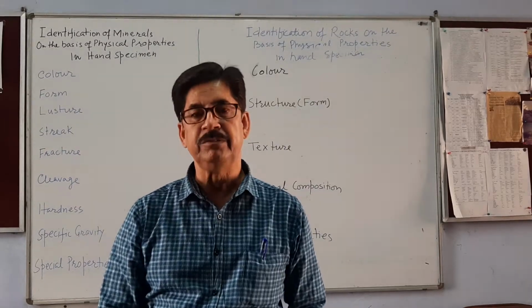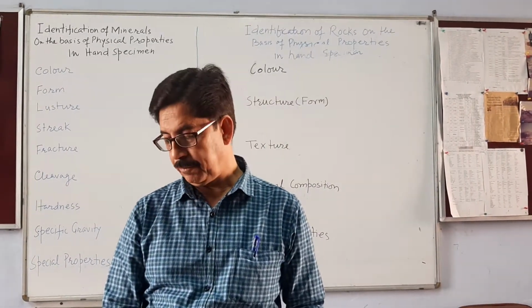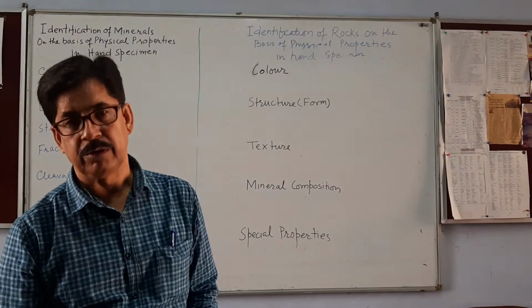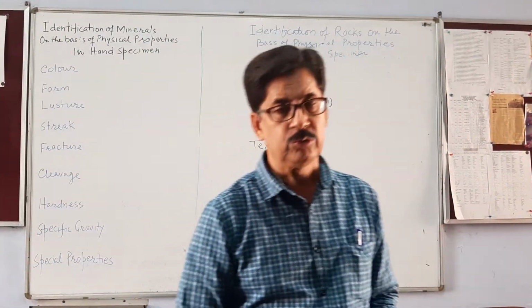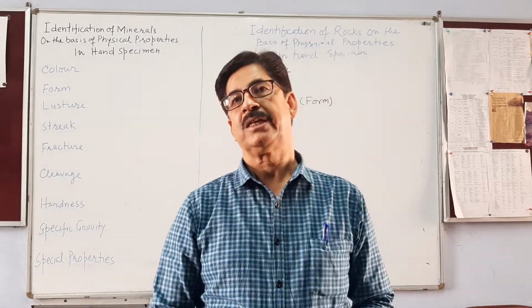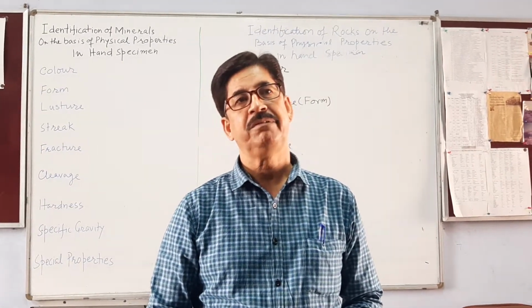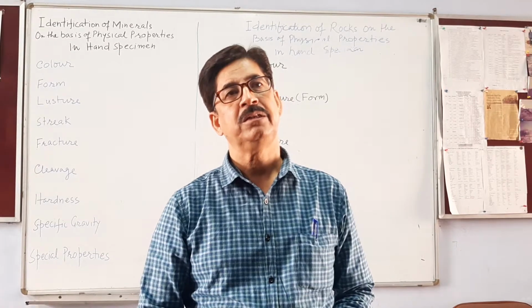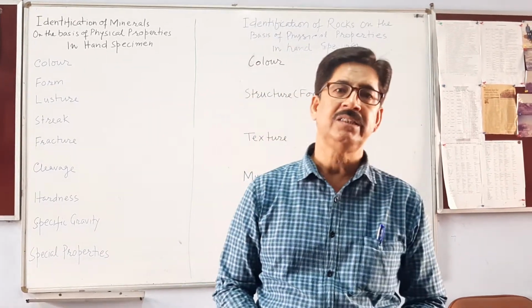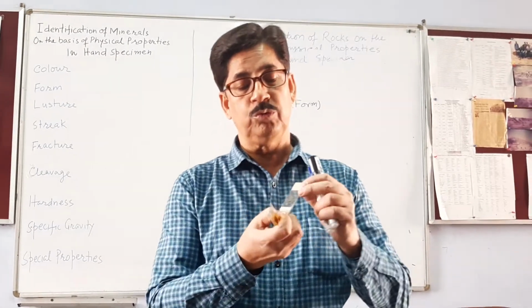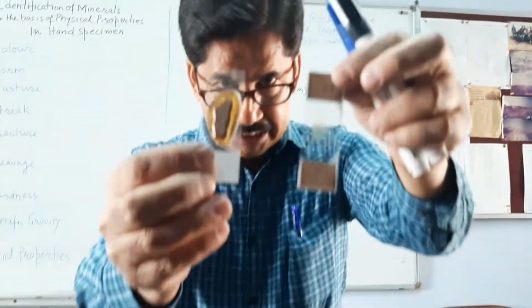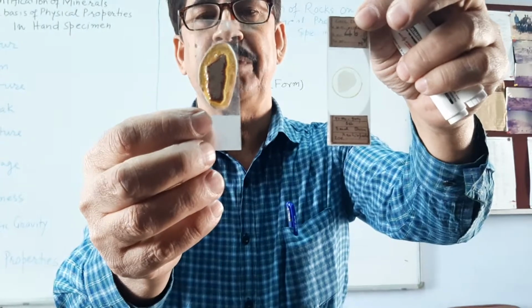Back to the second video on identification of rocks on the basis of physical properties. I have already told you that rocks can be identified in the field itself, then in hand specimen, then using a magnifying glass, and finally using a microscope. You see, these are the two slides. One is ready and one is under preparation.